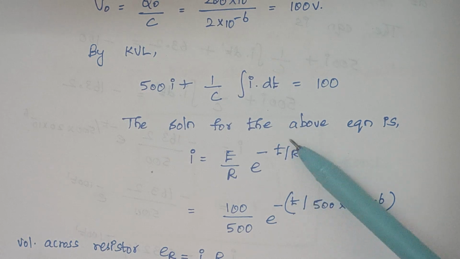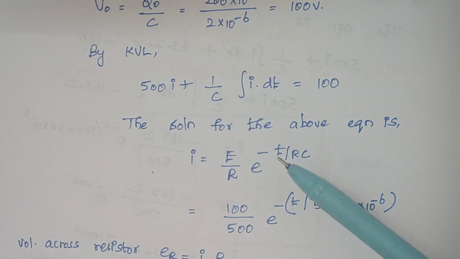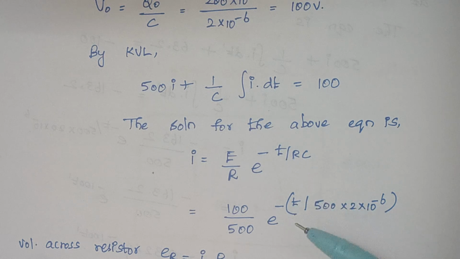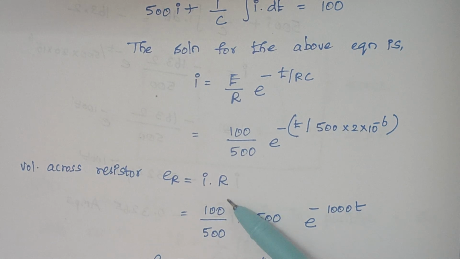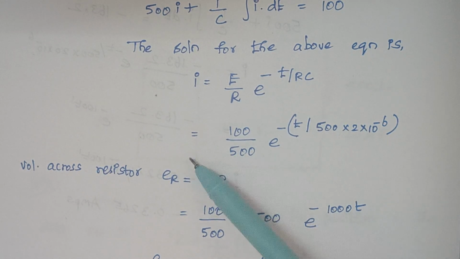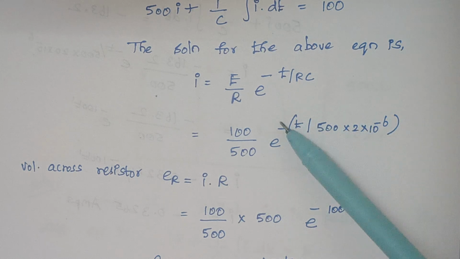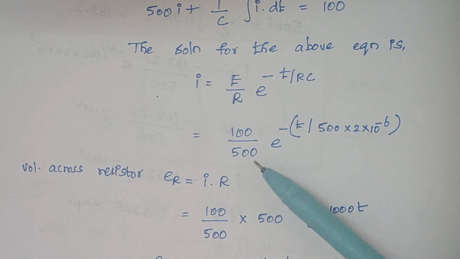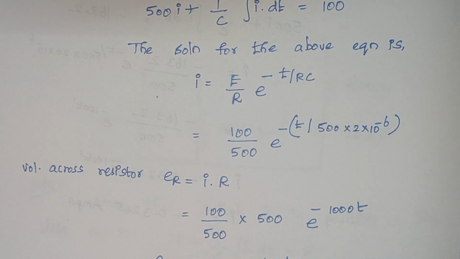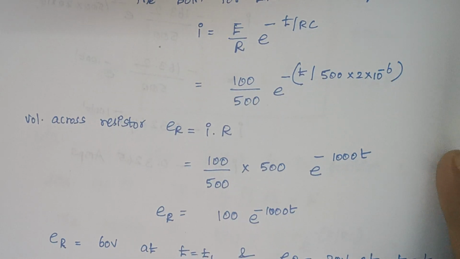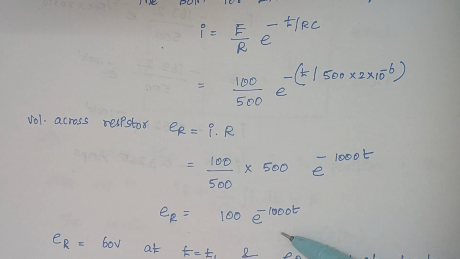We don't know the value of T. We are expected to calculate T, therefore let T remain as such. Now, the voltage across the resistor is given by I into R, right? So here this is the expression for I, and what is the value of R? It is 500, given in the problem. So once you solve, finally we end up with the expression for the voltage across the resistor.